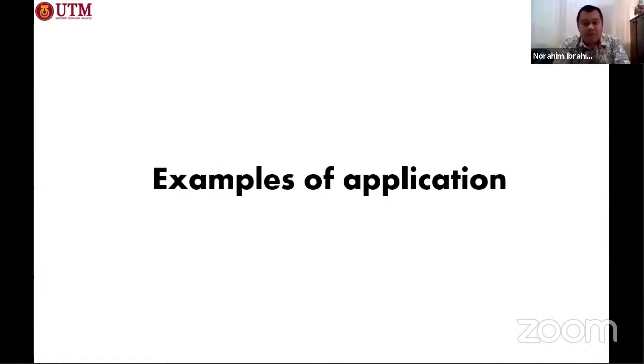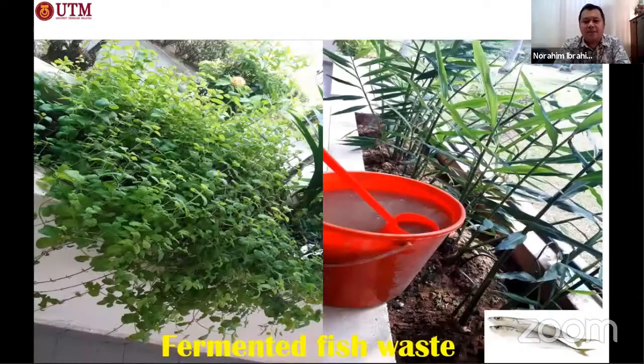I'm going to show you some more examples of the application. Contoh-contoh yang saya telah lakukan. Okay, let's say I have fermented fish waste, ataupun dalam nama lain, sometimes we call them fish amino acids. Because when you ferment fish waste, you are producing a lot of amino acids. Amino acids are those nutrients that plants love. Pokok suka sangat dengan amino acid dari ikan.